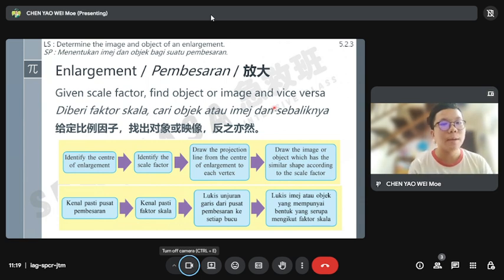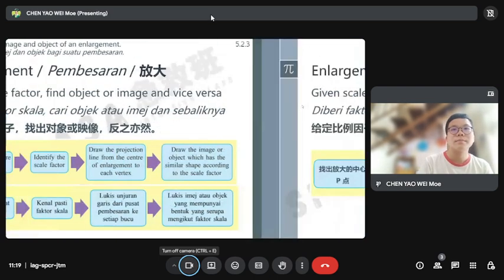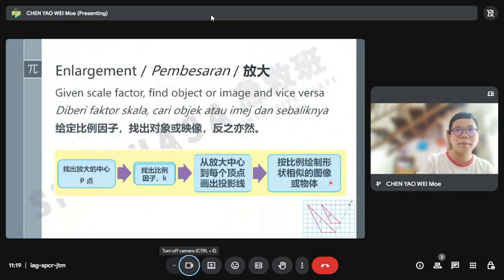So this is how it goes. These four steps you need to remember. The Malay version is here.